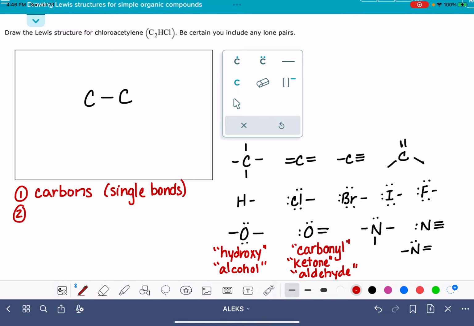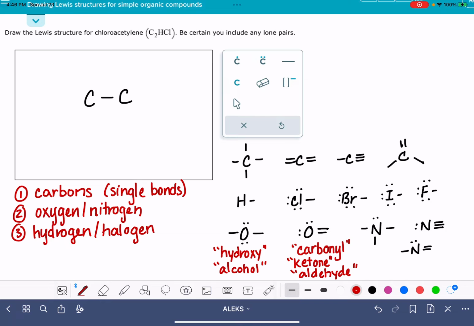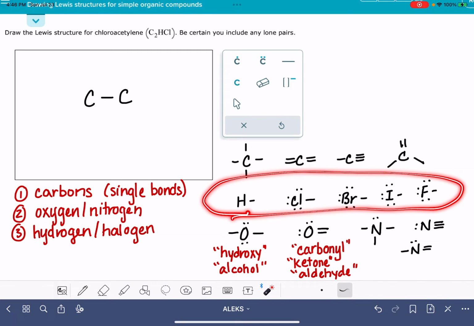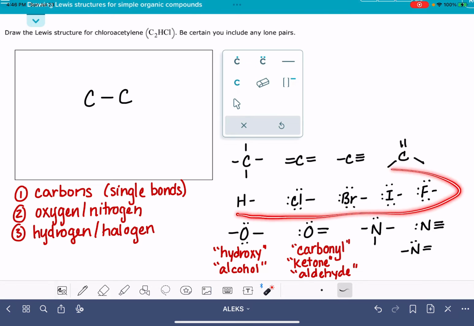The next thing that you're going to do are any oxygens that you might have and any nitrogen that you might have. You're going to add that. And then once you get that done, you are going to add the hydrogen and any halogens that you might have. Hydrogens and halogens, that's the bromine, the chlorine, the iodine, etc. These guys, they only form 1 single bond. So the hydrogens and halogens are always going to be the things that you add last, and they're just added around the outside of the molecule.